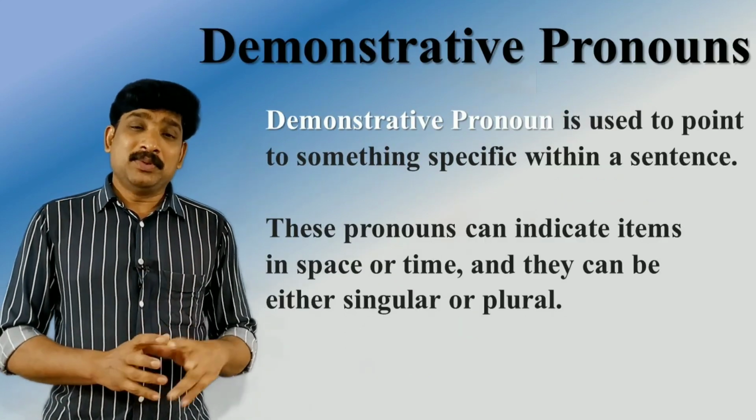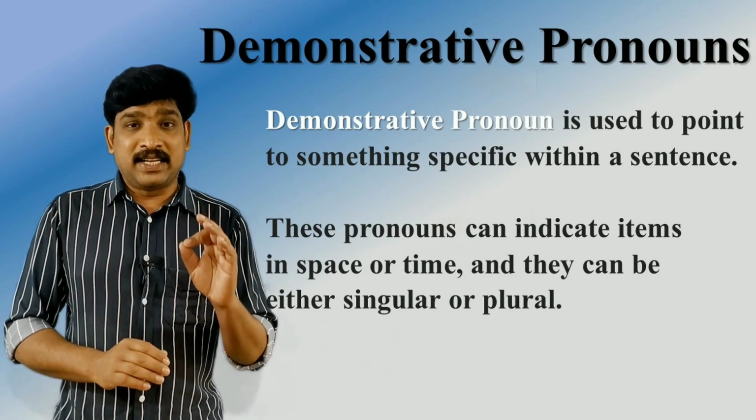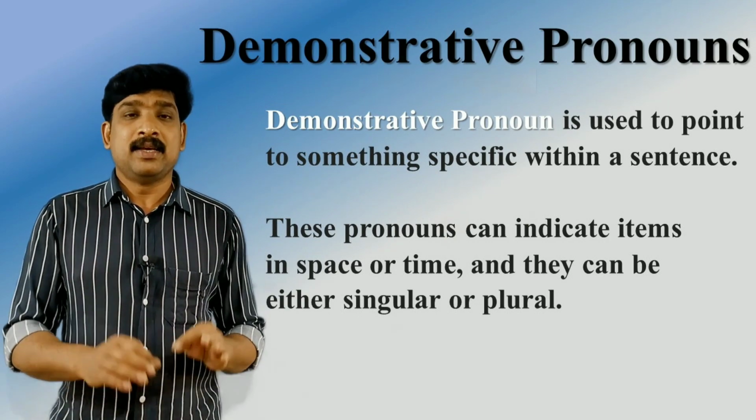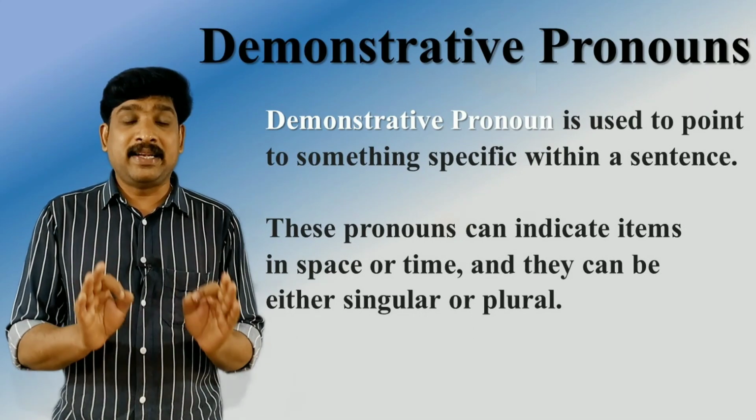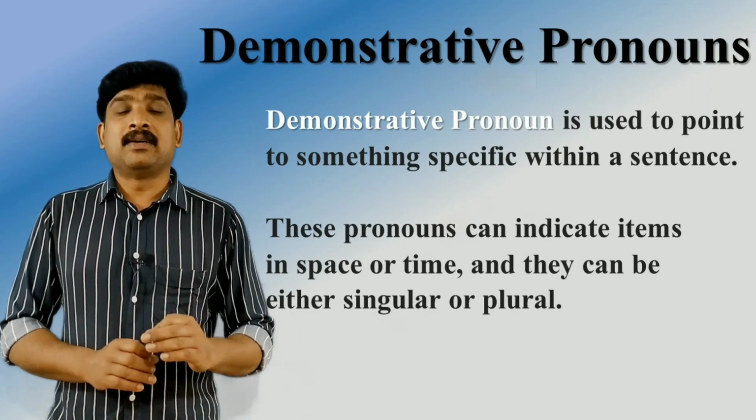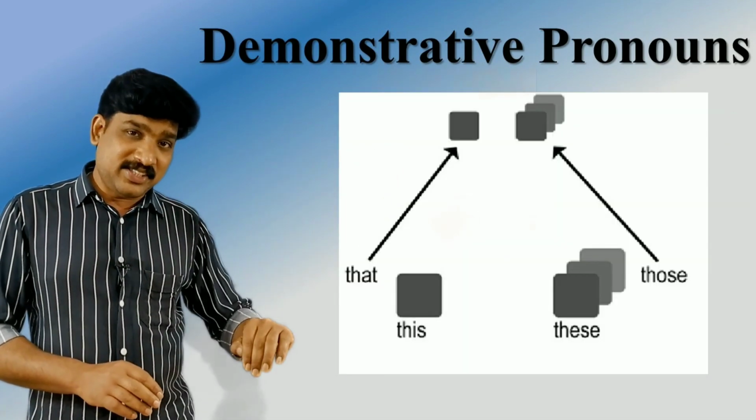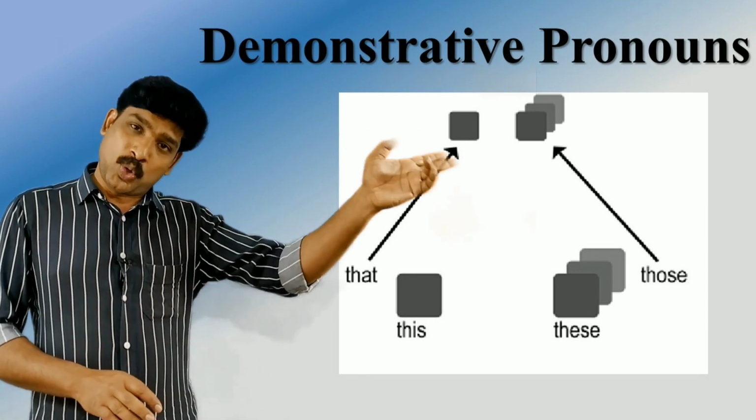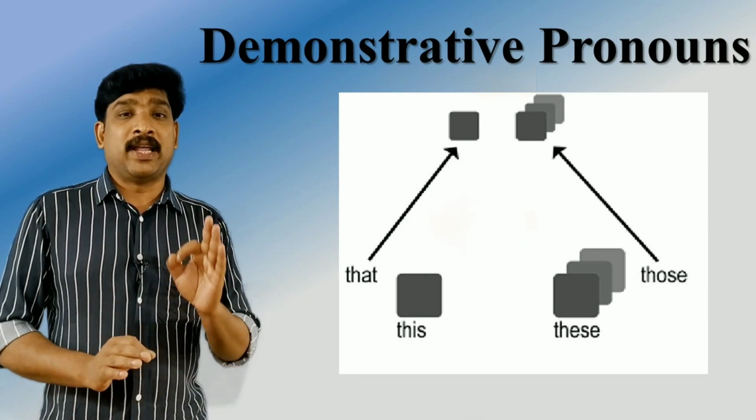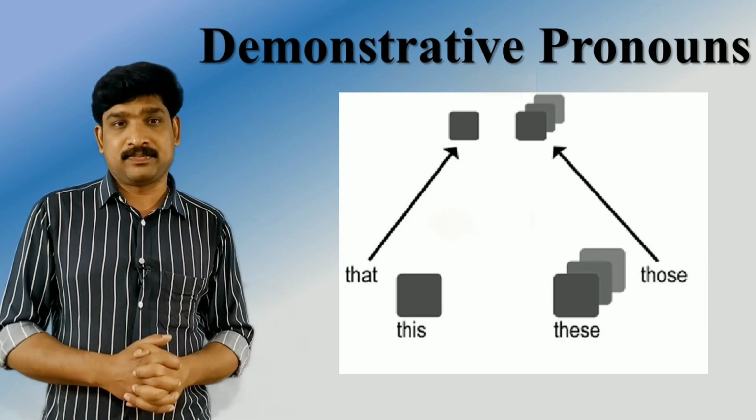Now let us move on to demonstrative pronouns. A demonstrative pronoun is a pronoun that is used to point to something specific within a sentence. These pronouns can indicate items in space or time, and they can be either singular or plural. That, this, these, those are demonstrative pronouns. They take the place of a noun or noun phrase that has already been mentioned in the sentence.